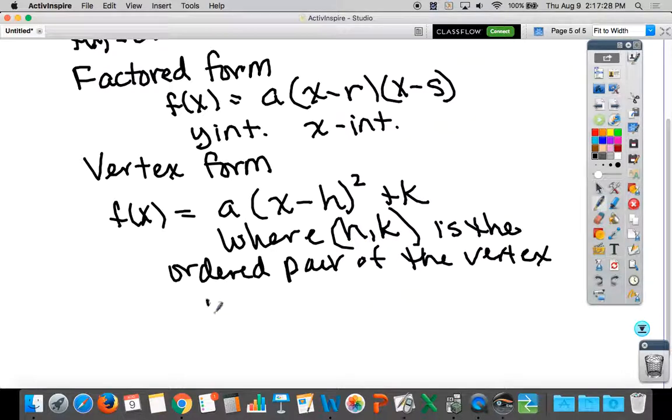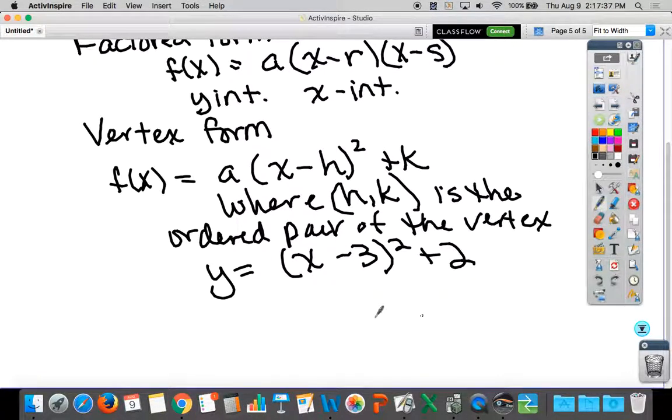Okay, so if I give you y equals x minus 3 squared plus 2, the vertex of that graph is 3, 2. Now keep in mind, when you have anything going into parentheses or coming out of parentheses, the sign changes. Because you see this formula right here. So let me sketch this for you.